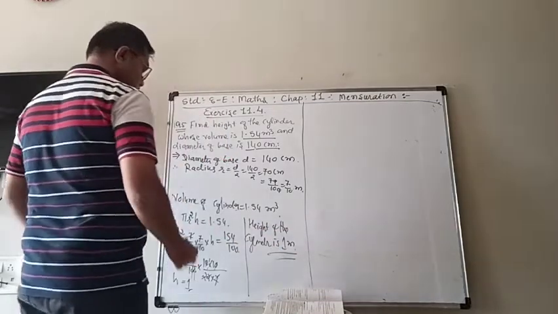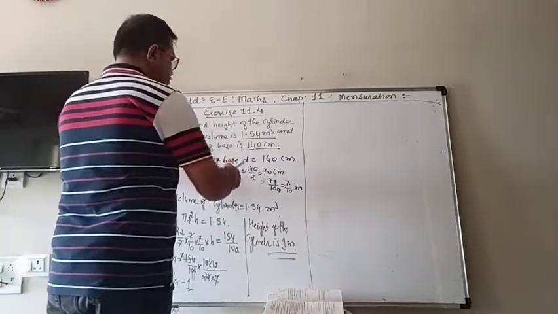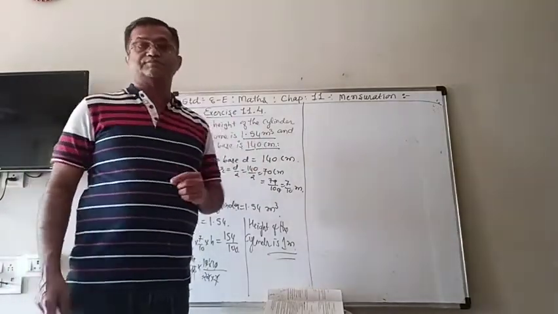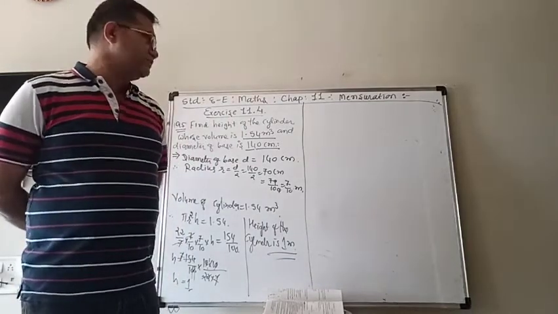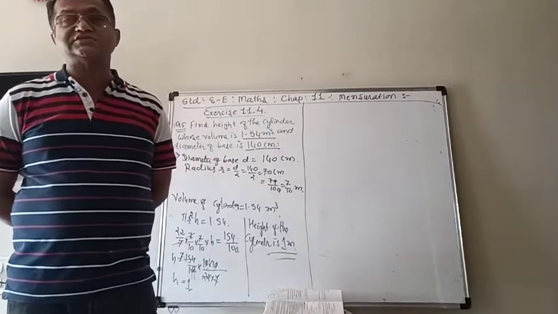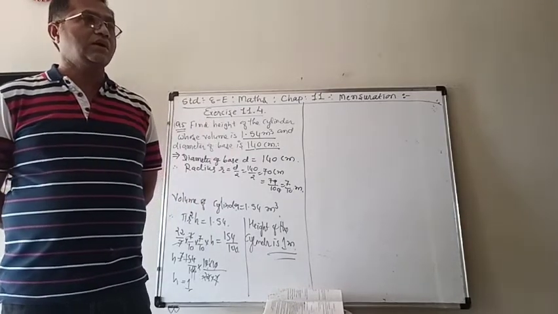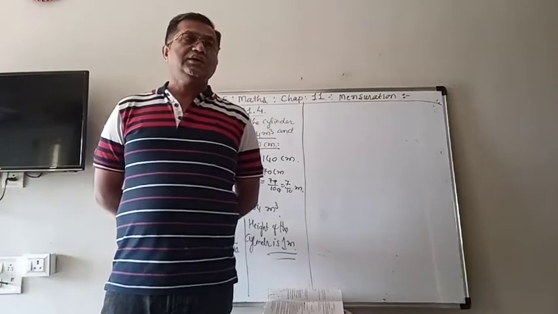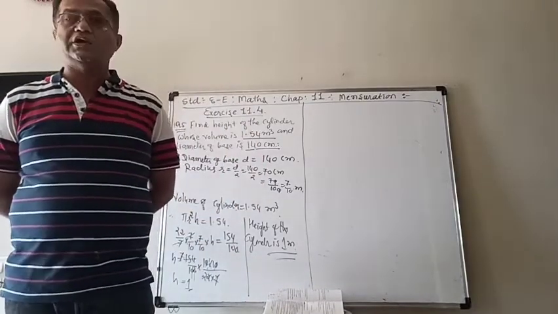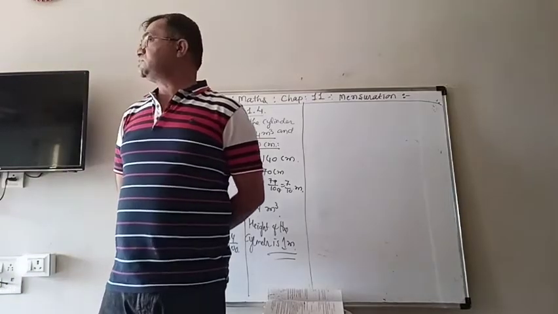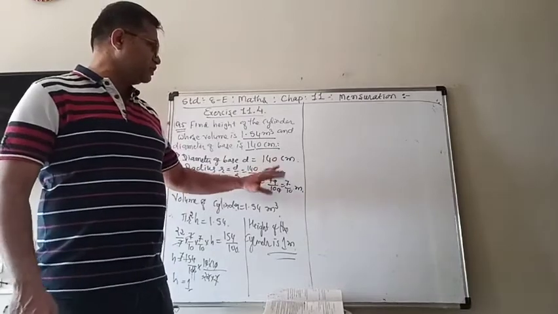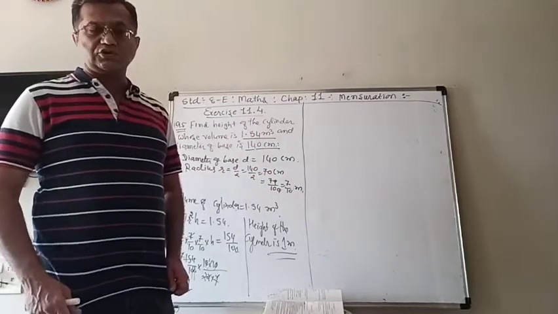So here the most important thing, as I told you, is the conversion of centimeter to meter. Because the volume is given in meter cube, but the radius or the diameter is given in centimeter. But when we do any type of sums in areas or volumes, the units should be same. So if you don't convert this centimeter into meter, or you can do meter into centimeter also.